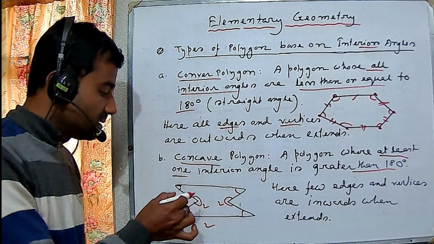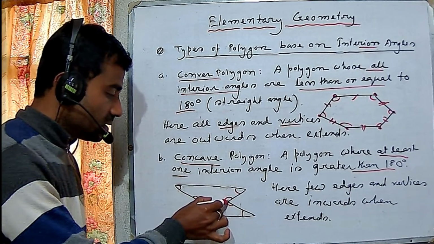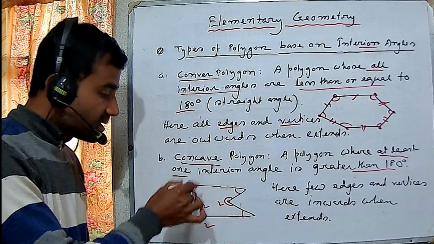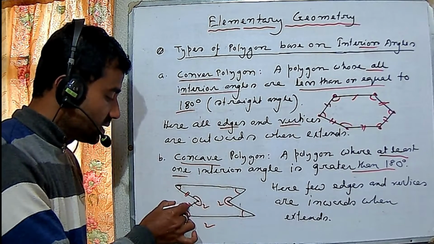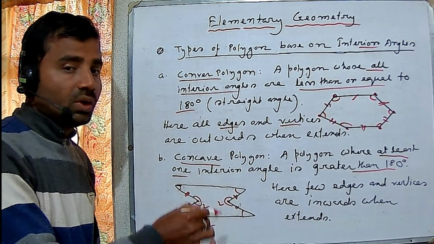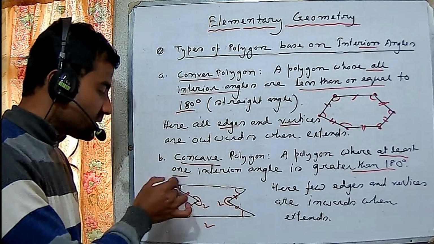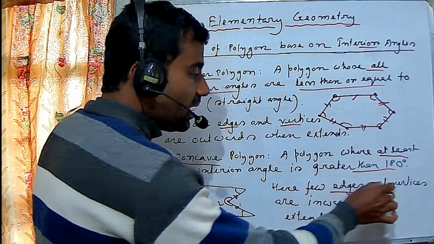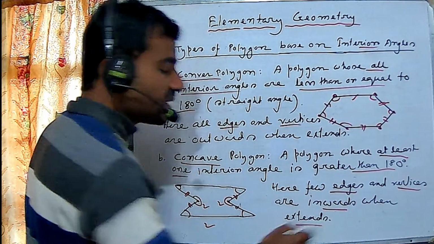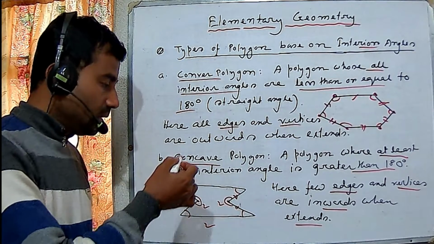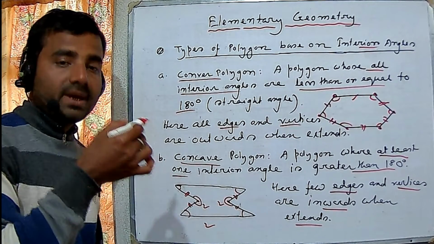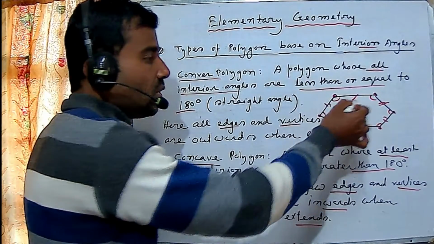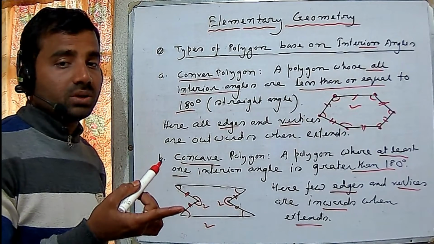So for that reason, these two vertices, this and this, are inwards, and the adjacent edges, this edge, this edge, this edge and this edge, are inwards; all the remaining vertices and edges are outwards. So a noticeable thing is that here a few edges and vertices are inwards when extended. When we draw the polygon, a few edges and vertices will be inwards and a few outwards, but in a convex polygon strictly all edges and vertices will be outwards.